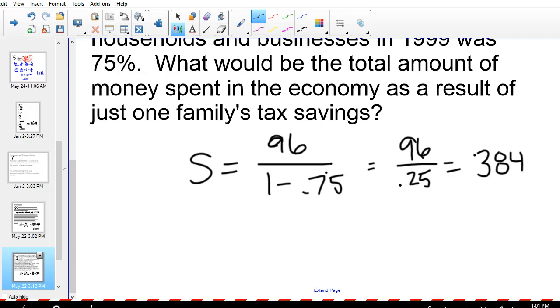That's the idea behind it. By giving somebody $96, the government, by taking in $96 less dollars, actually spent $384 in the economy. So that's why a lot of times politicians will say that if they give these tax cuts, then it's going to make our economy so much better.